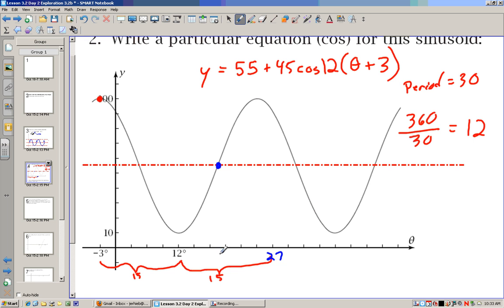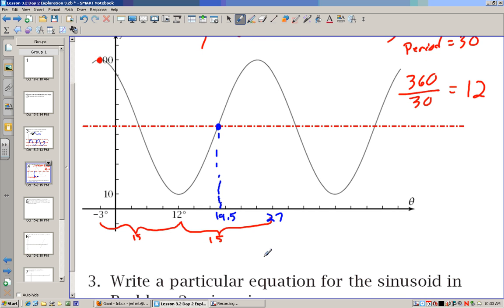So if I find the middle of these two numbers, I add them up and divide by 2. So that would be 39. 39 divided by 2 would be 19.5. That is this point. So 19.5 is how far I move it to the right. Now everything else will remain the same.